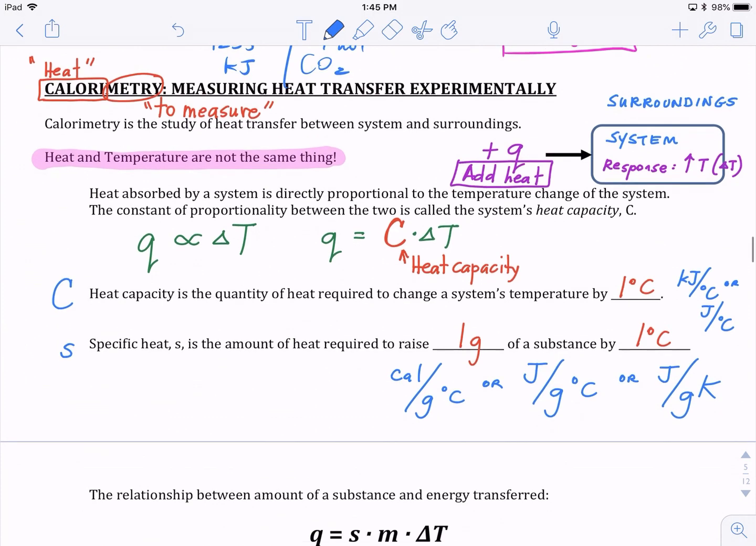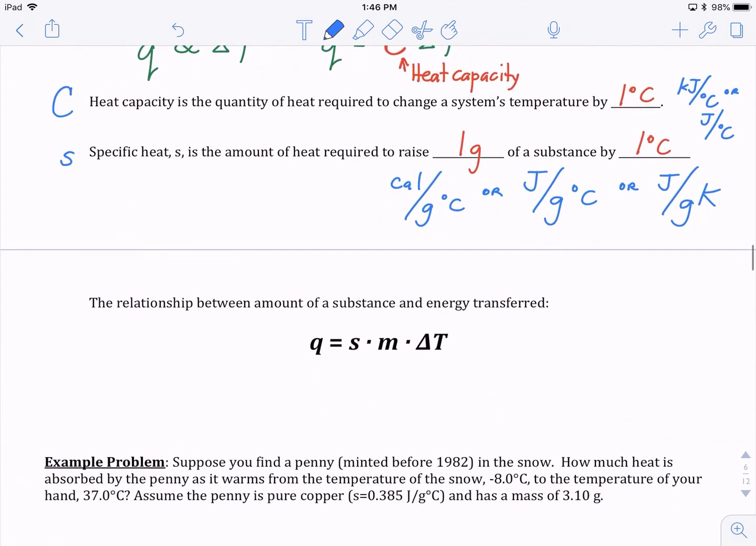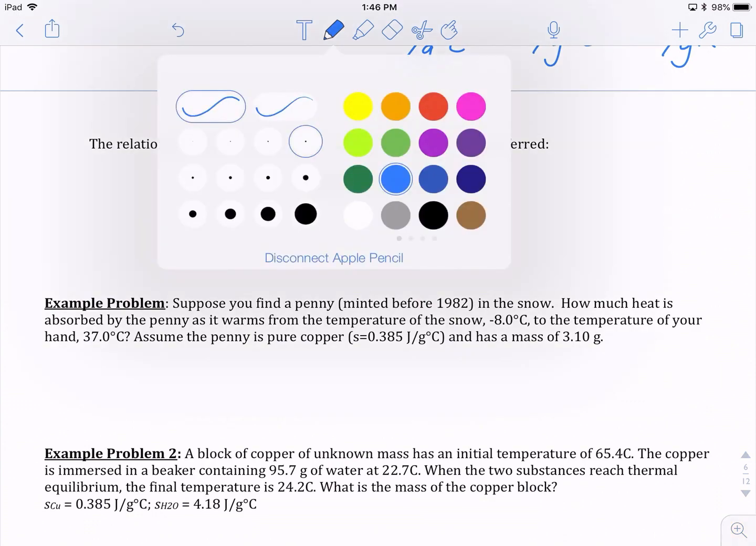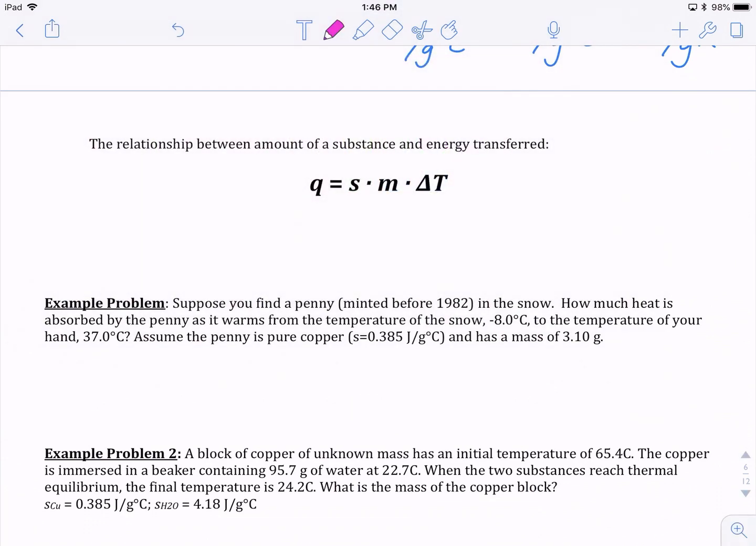All right, relationship between amount of a substance and energy transferred, our first equation here, and really our only equation today. There is one other one we'll look at, but it's more specific to heat capacity and a calorimeter itself when we're doing an experiment. So you should recognize all of these symbols. Q, we have our heat symbol, and we've talked about that being typically in joules, could be in calories.